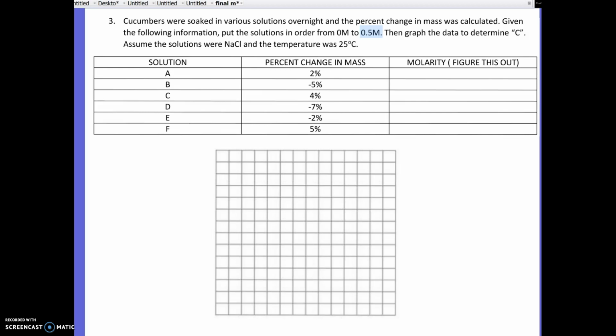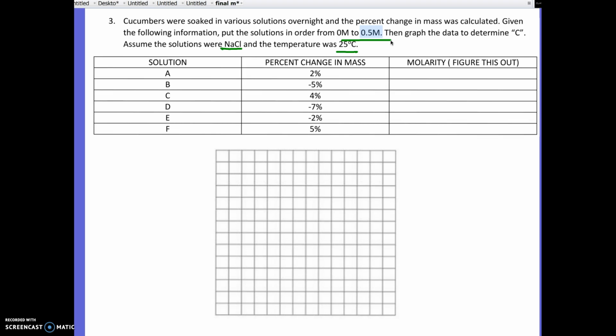Tomorrow, your question on this will be very similar. Honestly, the only things that I would change would be, I might change what the solution is, I might change what the temperature is, or what the concentration range is. But it's going to give you something, cucumber, zucchini, sweet potato, whatever, and that you soaked them overnight in various solutions, exactly what we did in the lab.